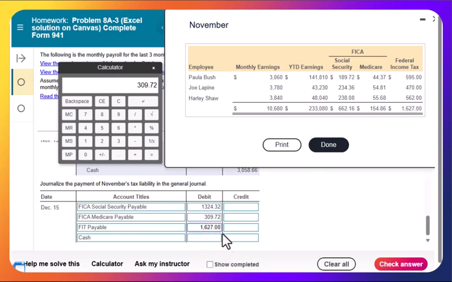And then in order to balance our transaction here, we'll add these through and credit cash in order to pay that payable. So the total for that will be $3,261.04. And we'll go ahead and check our answer.